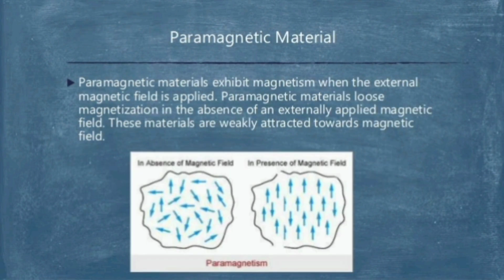And the next one is paramagnetic material. Paramagnetic materials exhibit magnetism when the external magnetic field is applied. Paramagnetic materials lose magnetization in the absence of the external applied magnetic field. These materials are weakly attracted towards the magnetic field.